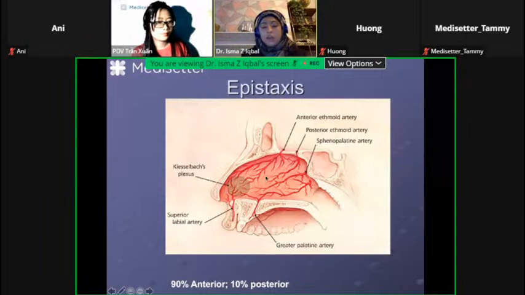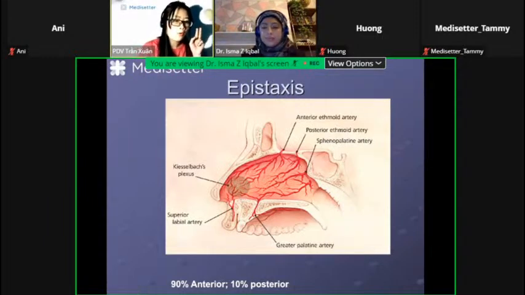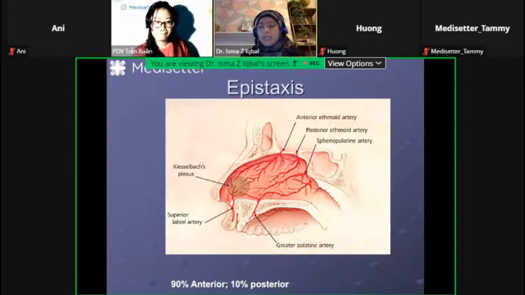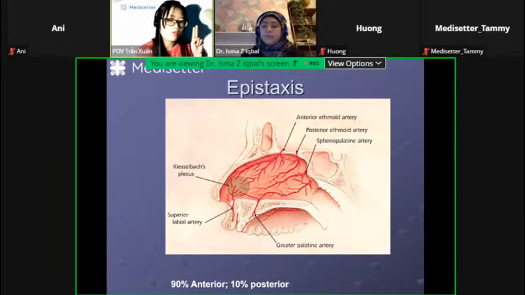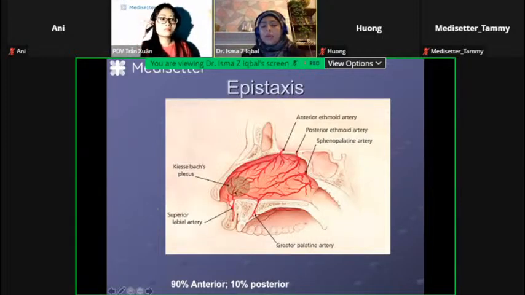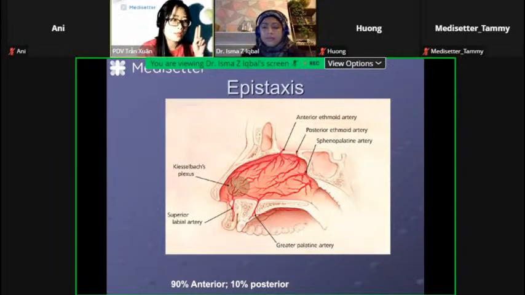Where a lot of the capillaries meet at the front of the nose, this area is called Kieselbach's plexus. It can also be called Little's area. This is commonly where patients present with anterior nosebleeds from.